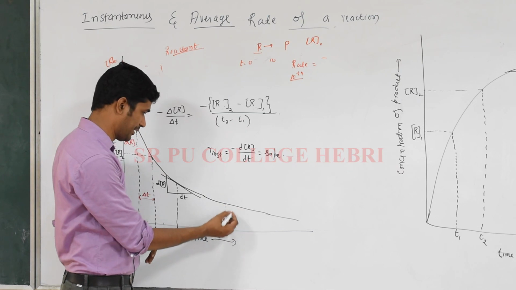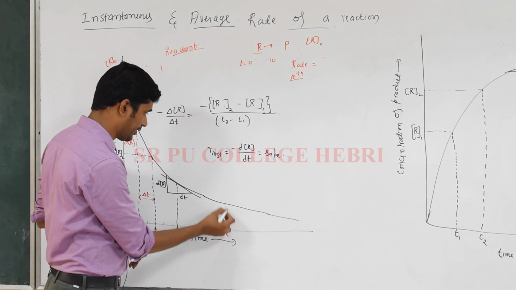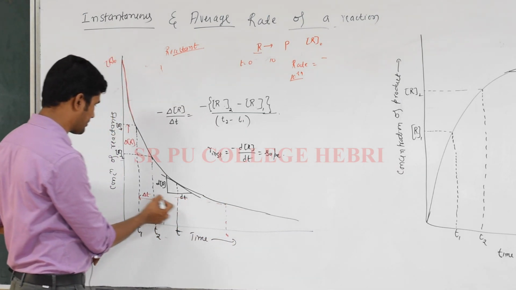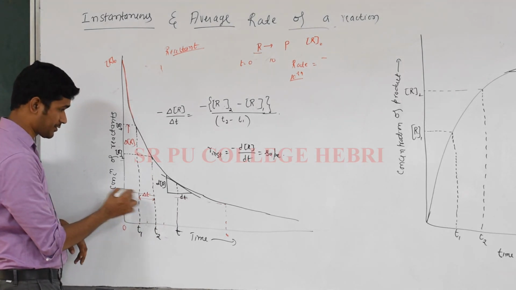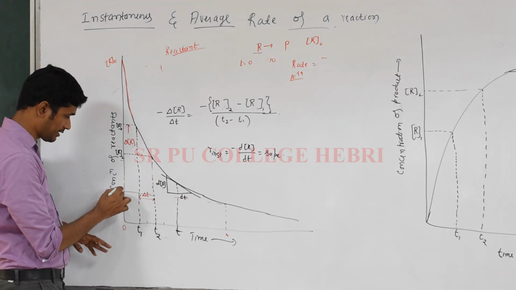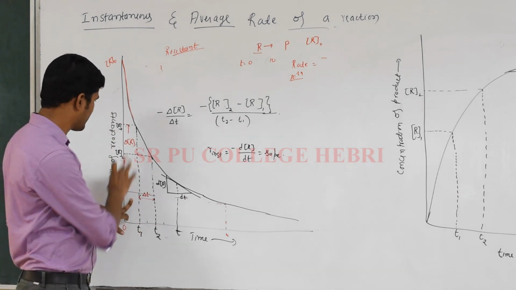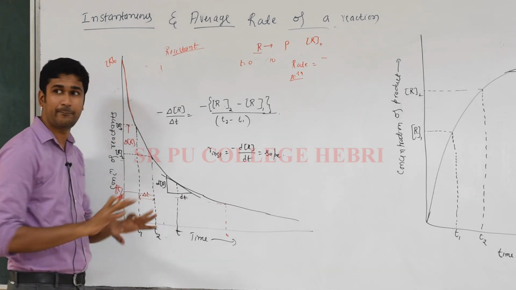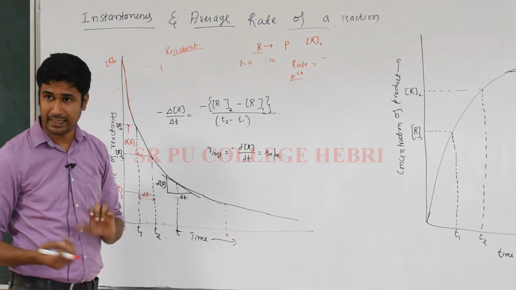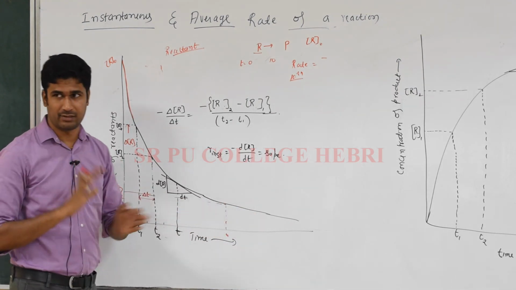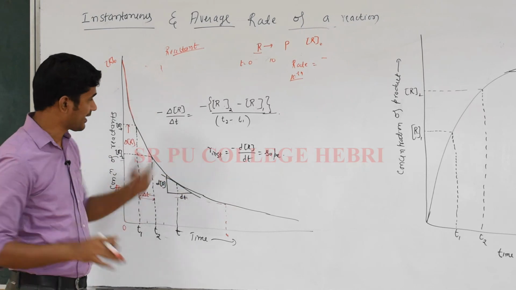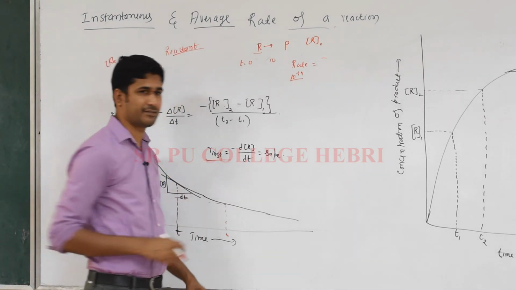You can take T2 here. You can take T1 here. When you take T2 here, this is the concentration corresponding to that time interval. Okay, so now this is the difference. At any point of the graph, you can take two different time intervals. Understood? Yes.